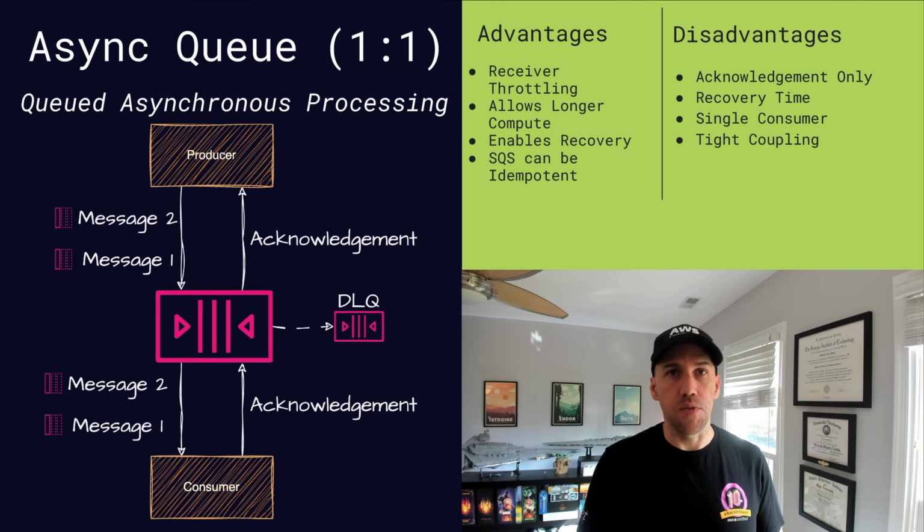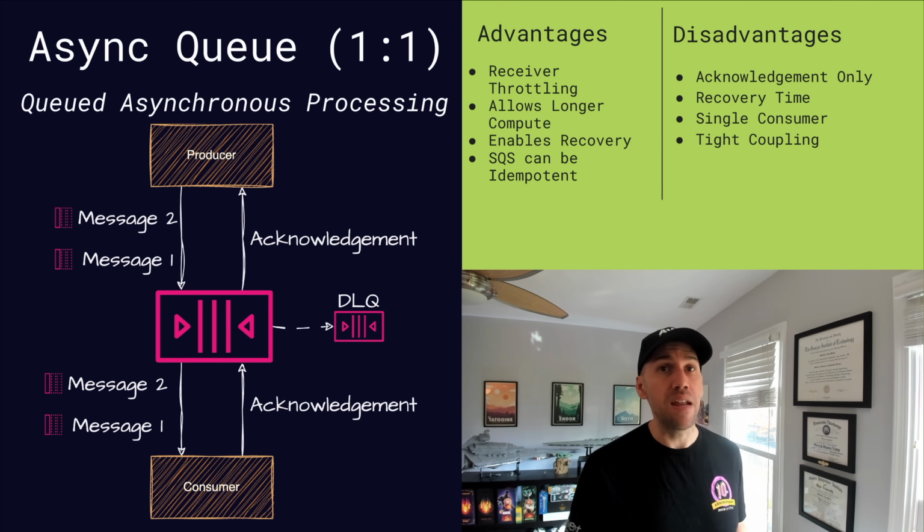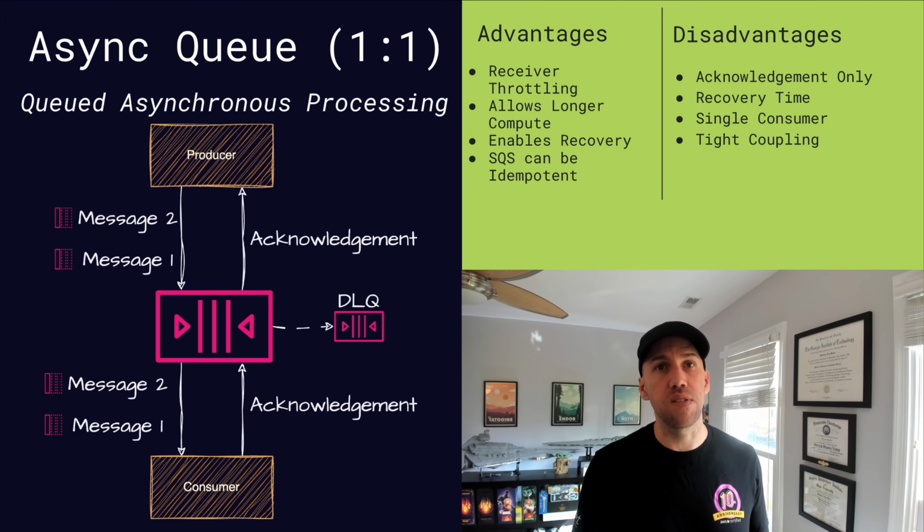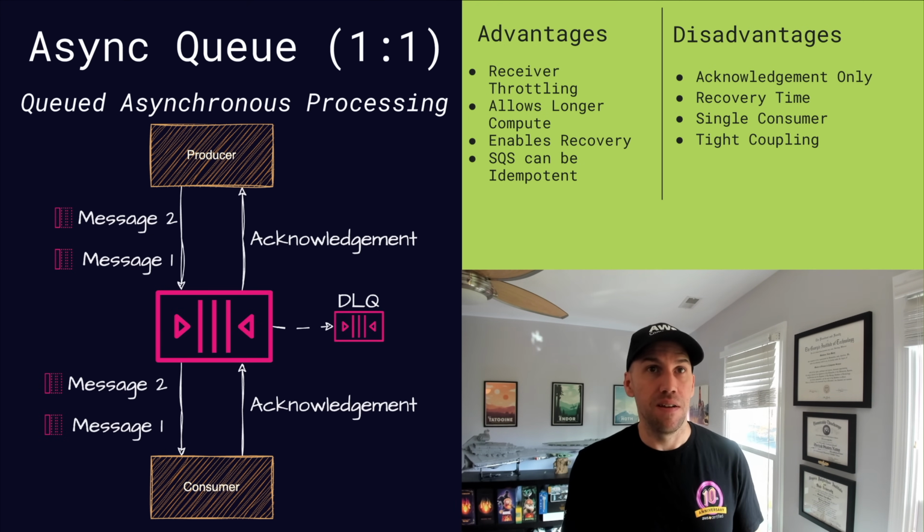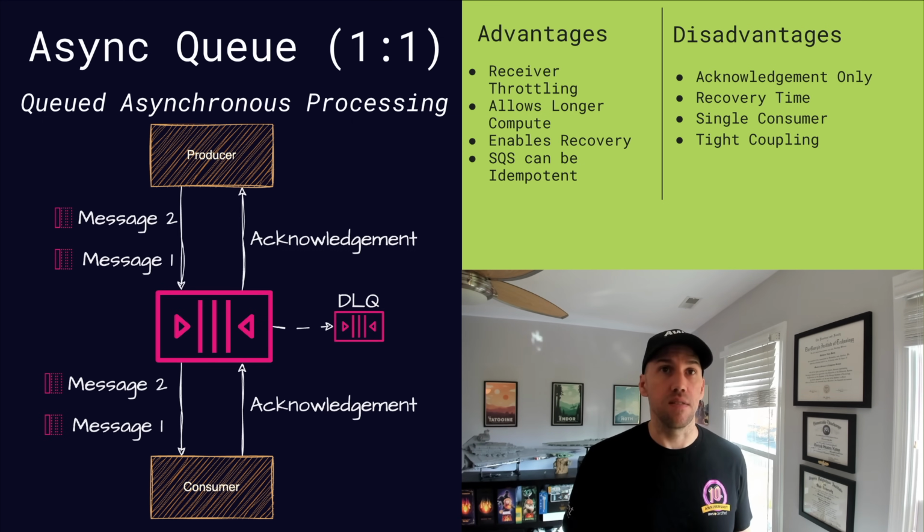In the case of failures, the model also facilitates recovery as messages remain in the queue until successfully processed. Services like Amazon SQS can offer idempotency, preventing duplicate processing of messages too. But the model only provides acknowledgement of responses, which can limit the information available about message processing. And while it enables recovery, the time to recover can be significant depending on the queue size and processing speed.